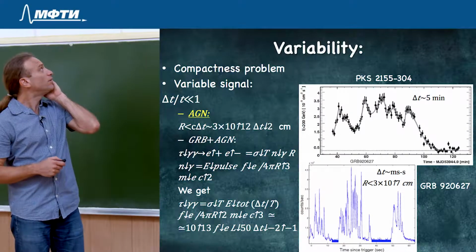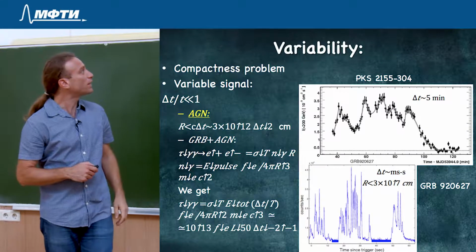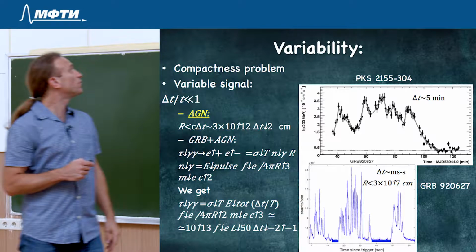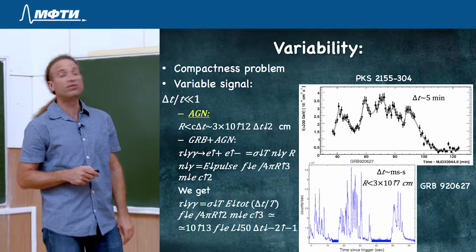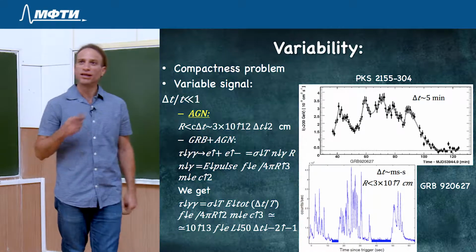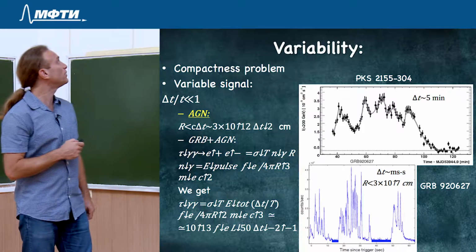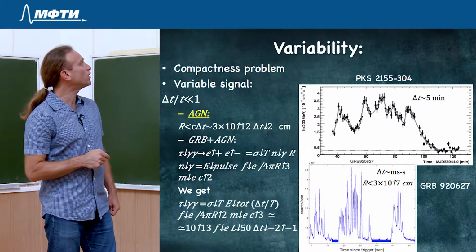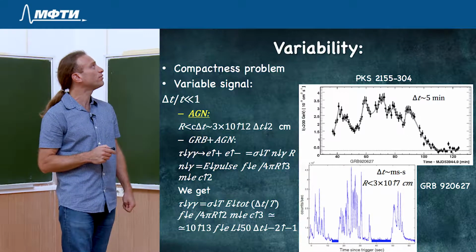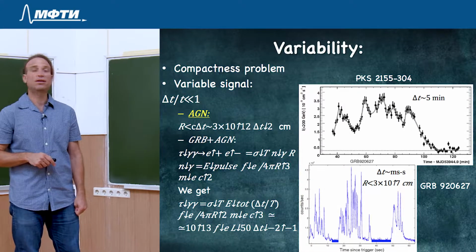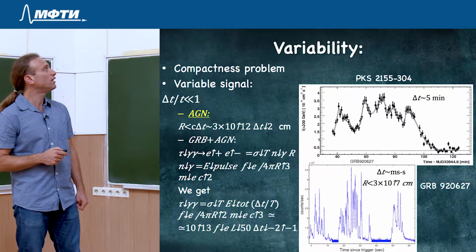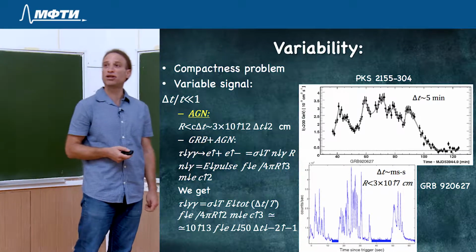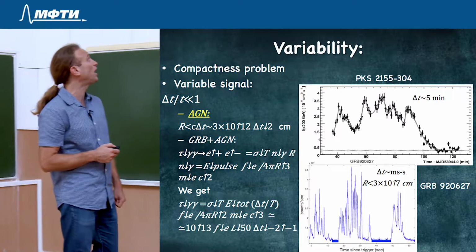First of all, regarding the compactness problem, there was this issue with this delta T over T that I got stuck on. I just want to make it a little bit clearer. To remind you, we tried to calculate the optical depth in the emission here and show that if we don't assume relativistic velocity, this optical depth is incredibly high.